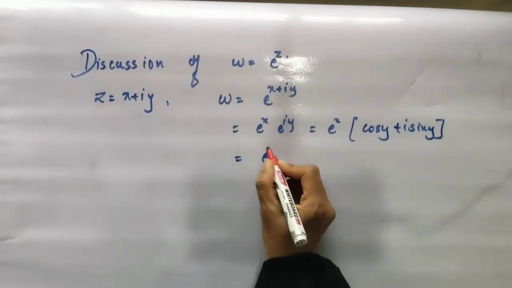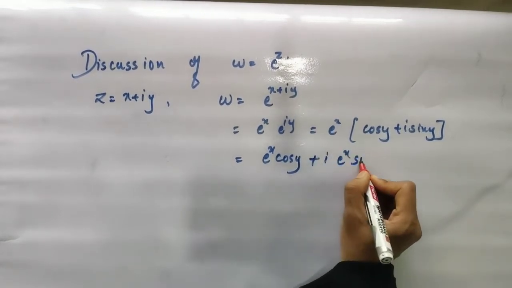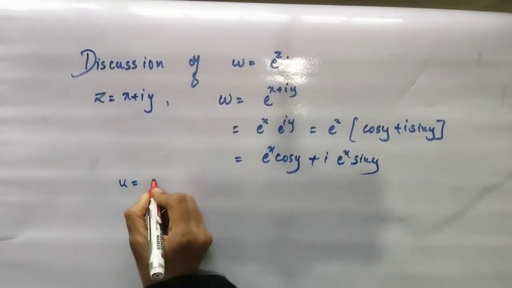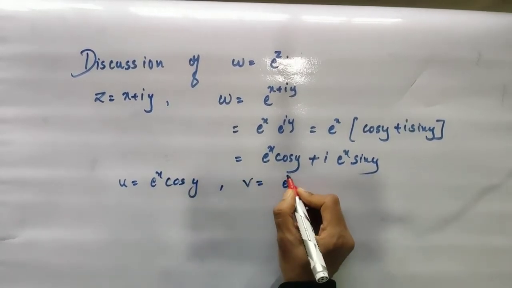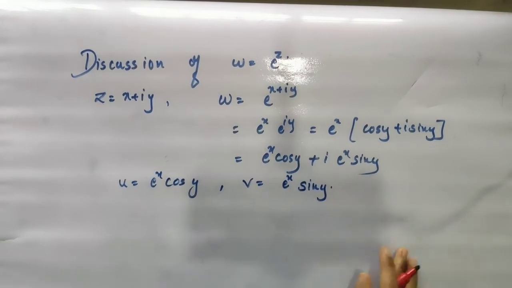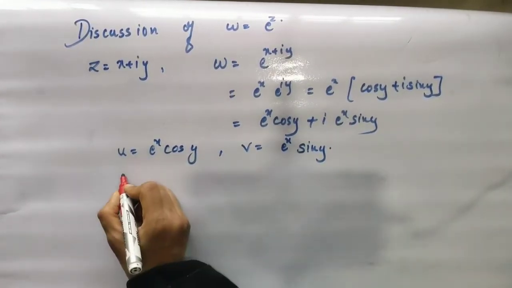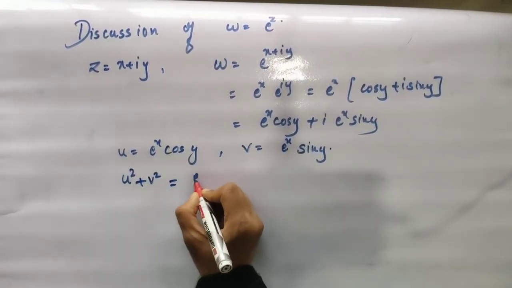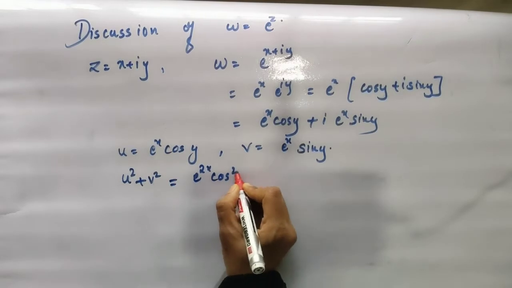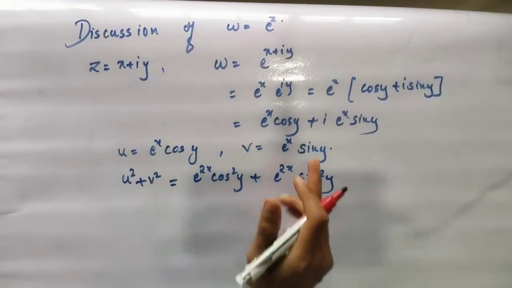And you get e to the power x cos y plus i into e to the power x sin y, so that you get u as e to the power x cos y, and the imaginary part v is equal to e to the power x sin y. Okay, so with these two things, if we take u square plus v square, it will be e to the power 2x cos square y plus e to the power 2x sin square y. I'm just taking the square and adding both.